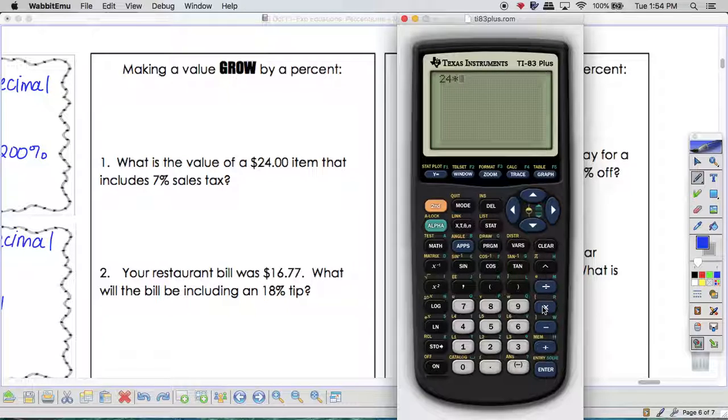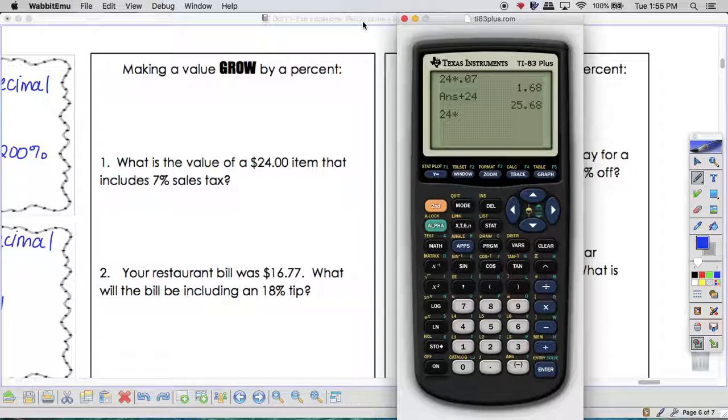Now obviously I know a lot of you know that if I multiply this by 0.07, that's going to give me how much the sales tax is, and I would need to go back and add it to the 24. But what I want to do is see if I can multiply 24 by something to get 25.68, to just go ahead and get that number without having to do 2 steps. Okay, so if I want to multiply by something and I want it to get bigger, I need to multiply by a number bigger than 1.